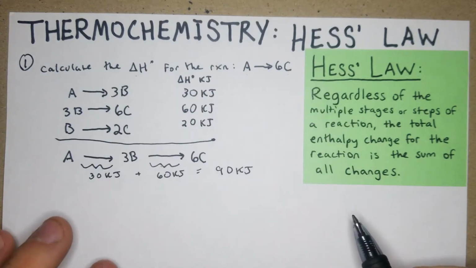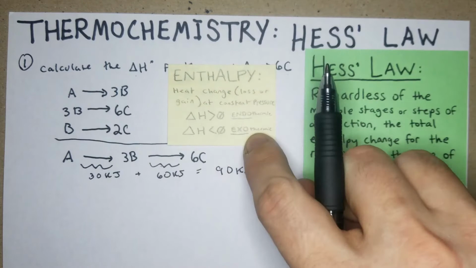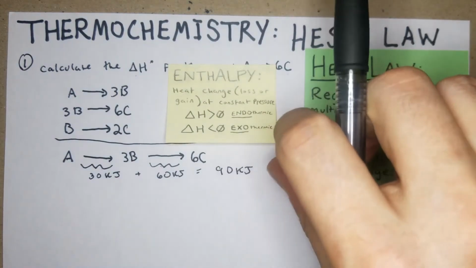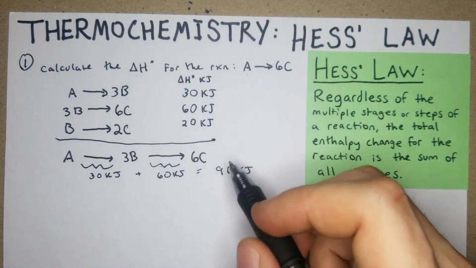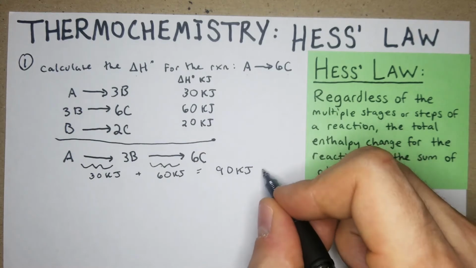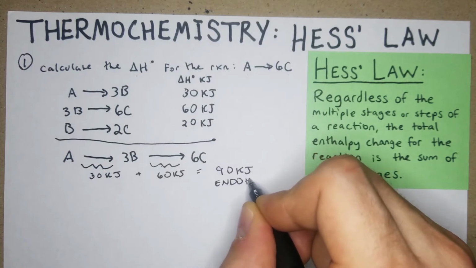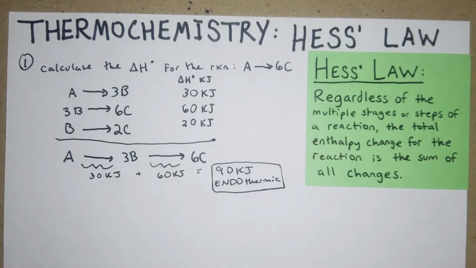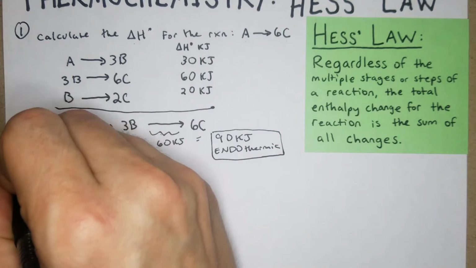And now a lot of times you're going to get the follow-up question, is this exothermic or endothermic? We can just really quick reference this. Delta H, if it's greater than 0, it's endo. If it's less than 0, it's exo. And there we go. We have 90 and it's positive, so that's going to be endothermic. So that's probably one of the easiest types of problems that you can get in Hess's Law.